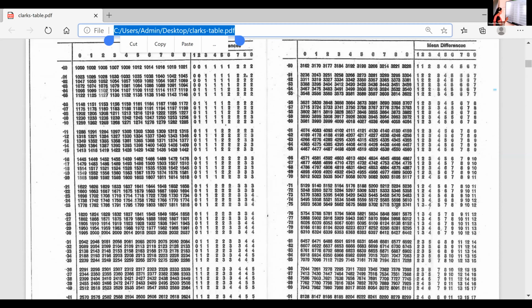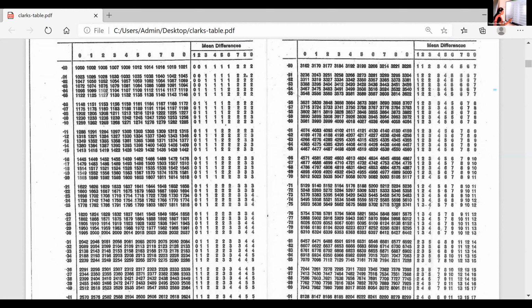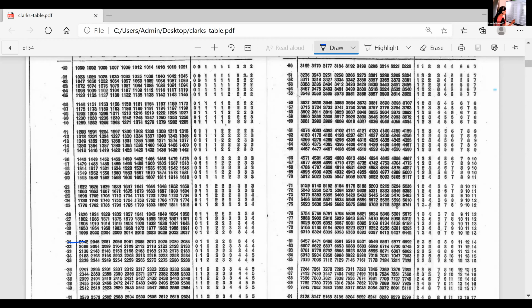0.318. So 8 means 0, 1, 2, 3, 4, 5, 6, 7, 8. Is it 2080, children? Then 7. For 7, the mean difference is 3. This mean difference we should add here. So 2080 plus 3 means 2083. Is it okay?